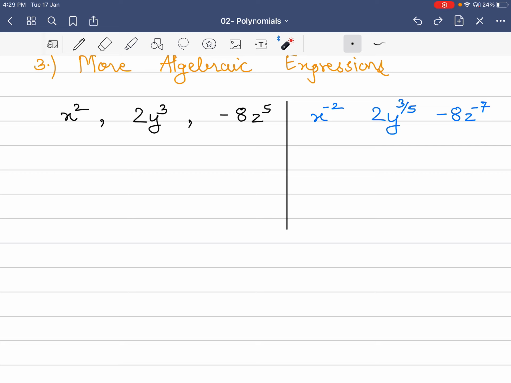Okay, here the constant is 1, variable, constant, variable. Now, what is the difference between these three and these three? Yes, the difference is the value of the exponent.